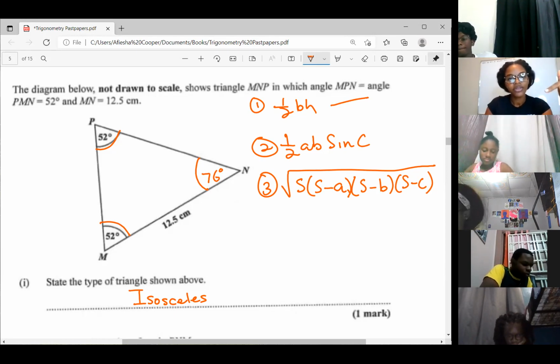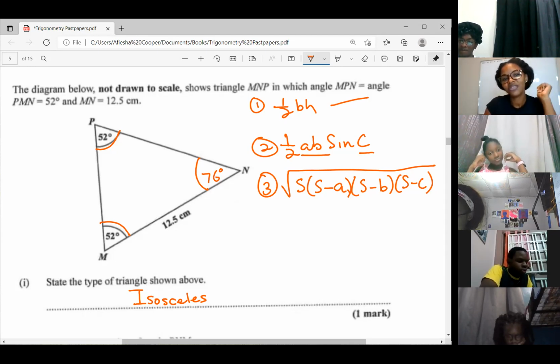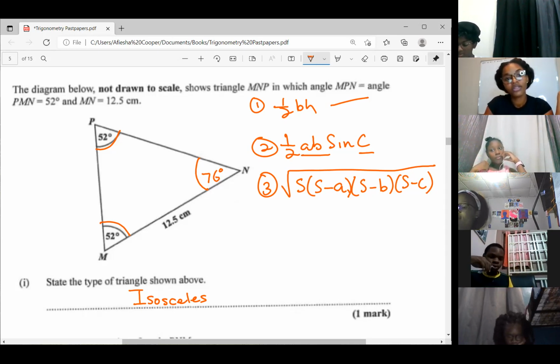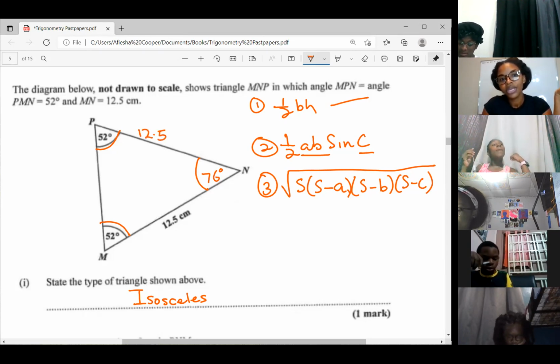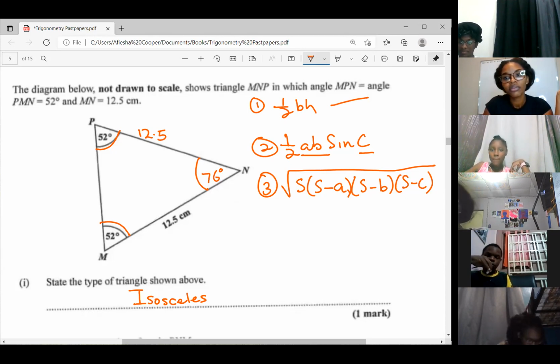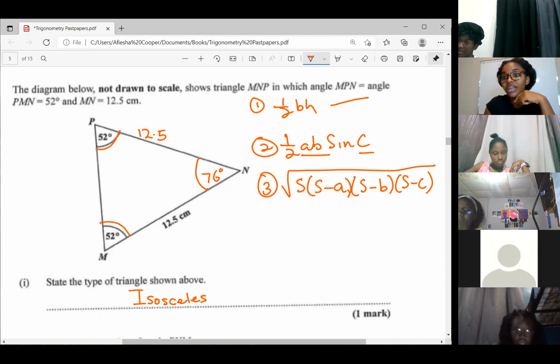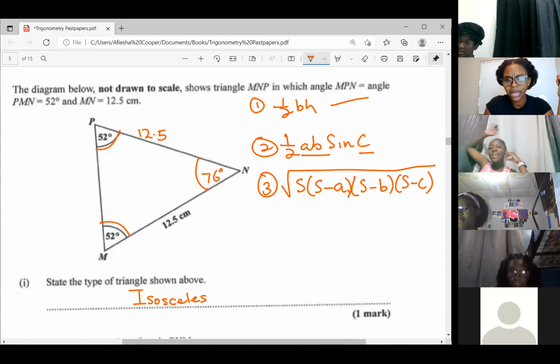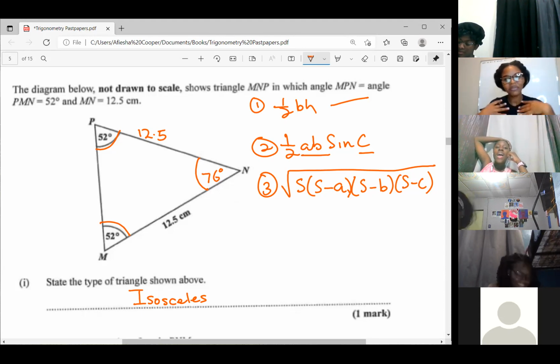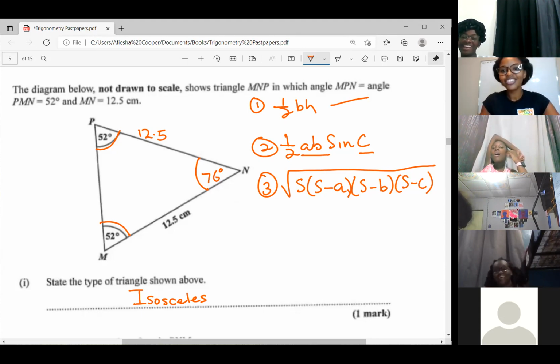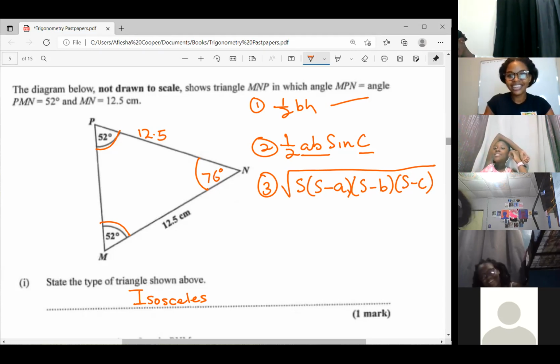So which one of them are we going to use for this one? We don't have a base and a height. We don't have the 3 sides. We have 2 sides and an angle. How do we have 2 sides? It's an isosceles, right? So how much would PN be? 12. And which angle would we use? 76, sorry. All right, cool. So 76.